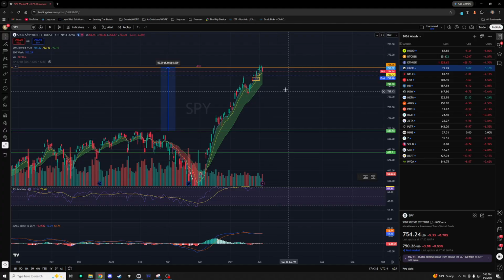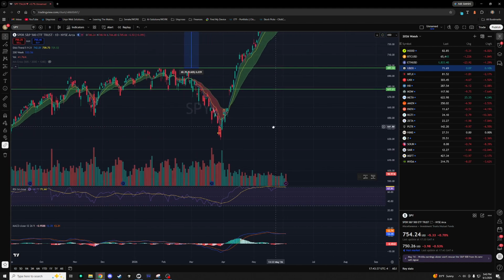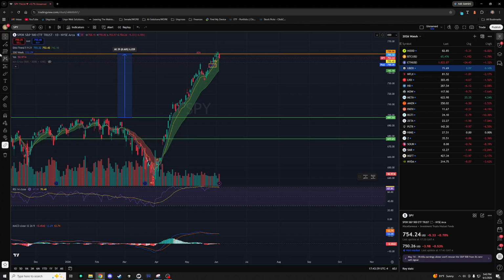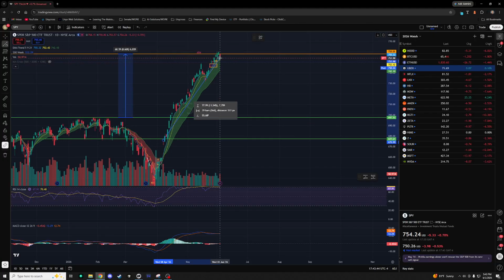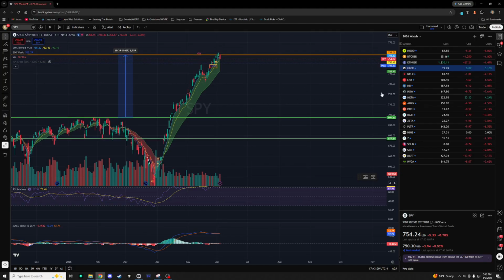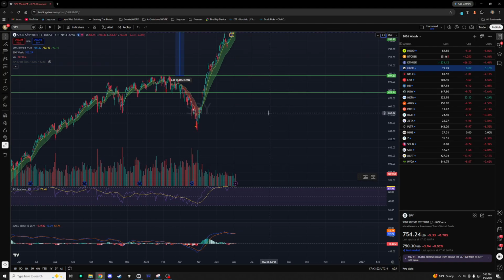Cloud's clearly still green. Should you be buying at this point? Absolutely not. Absolutely not. Look at this. You're late, man. You're super late. Your day to get in was 10% ago, right? 10% in a month and a half. Insane. This market is stupid right now.